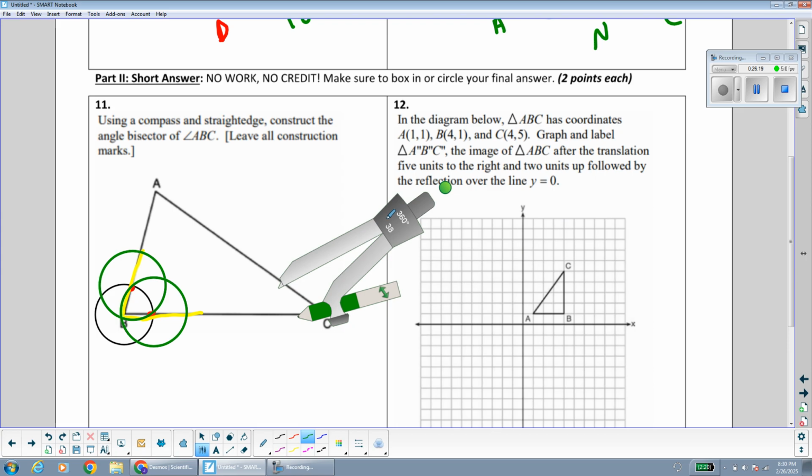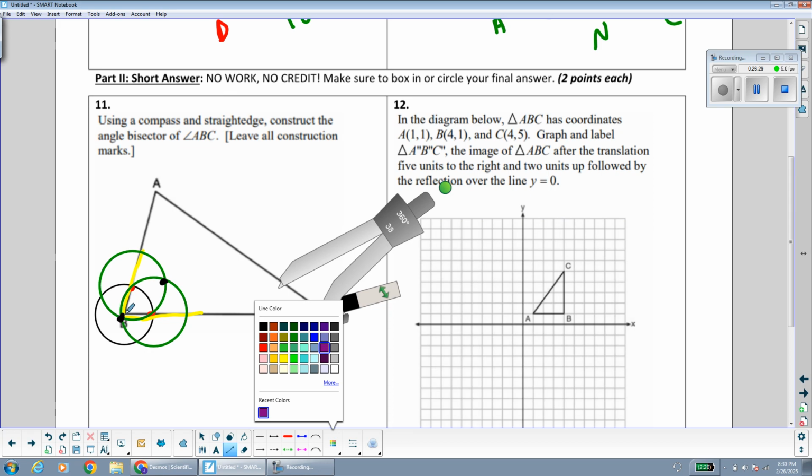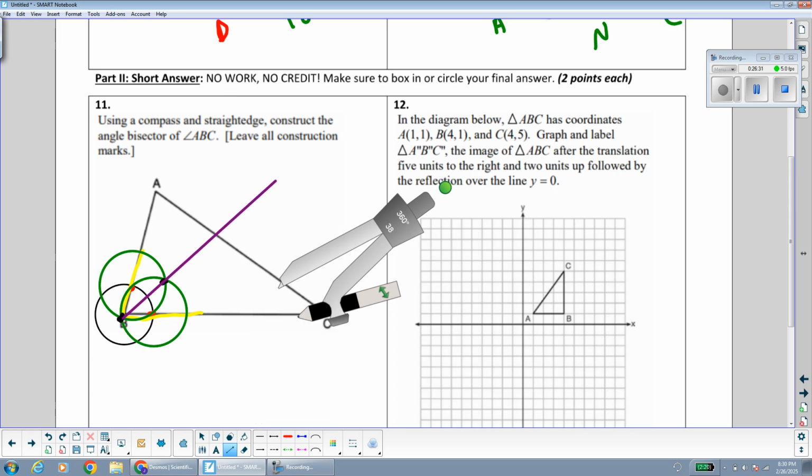And what you're interested in is where those two green arcs intersect. Those two green circles intersect. And right through there is your angle bisector. Each of these angles, here and here, should be cut equally in half into two congruent parts. So if this was a 60-degree angle, which is not because it's not an equilateral triangle, but if it was a 60-degree angle, each piece on either side of the bisector would be 30 degrees now.